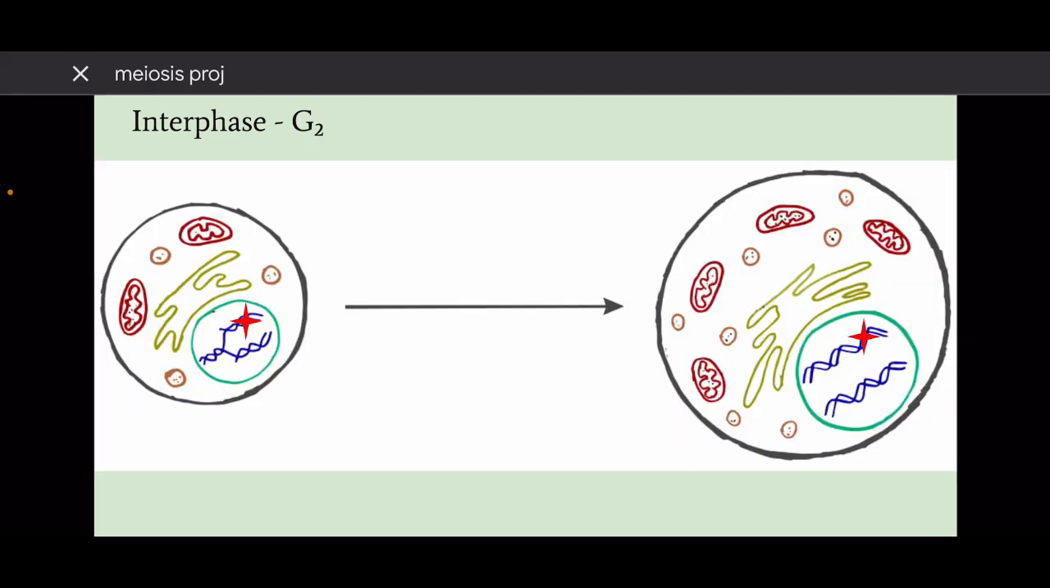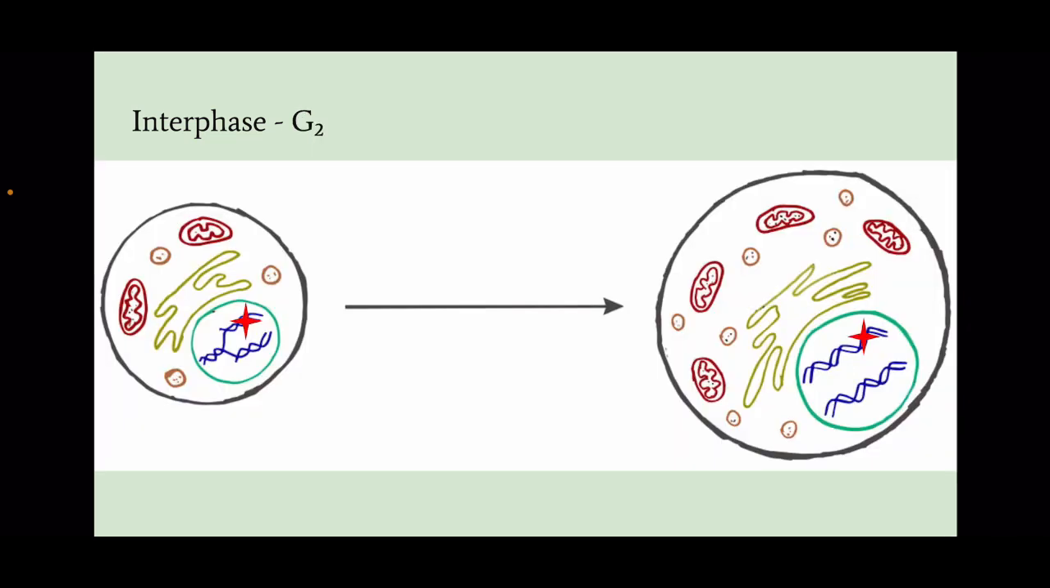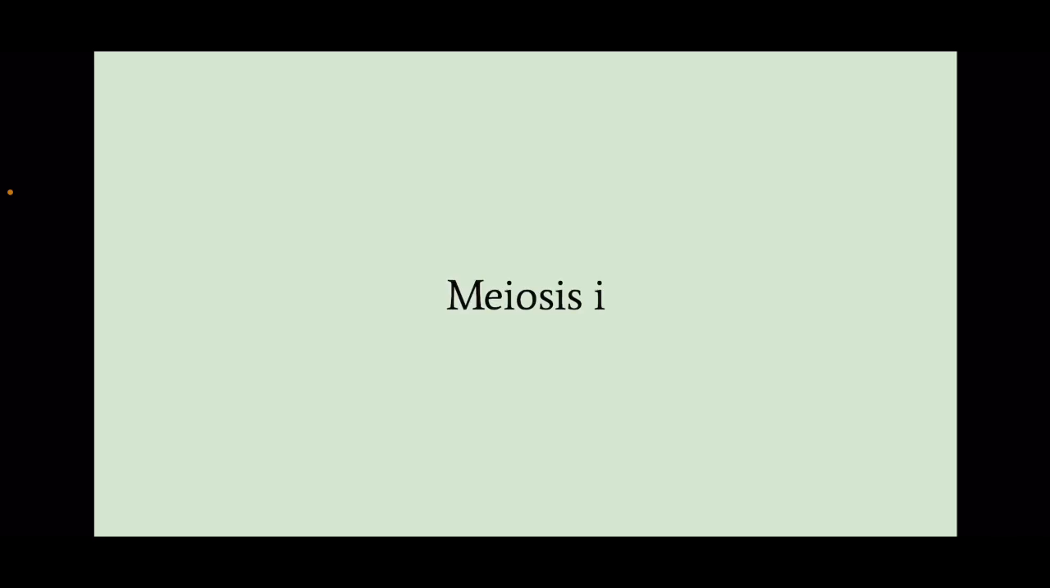In the second growth phase, we see the cell gets bigger still. Too big, so it needs to split. Meiosis 1, the first part of meiosis. Prophase 1.